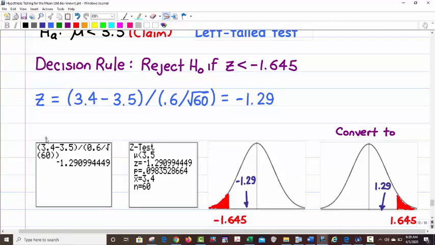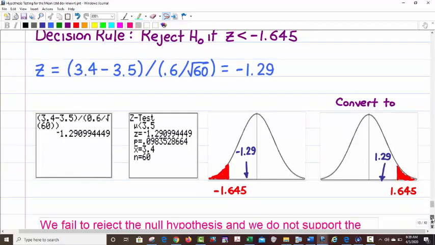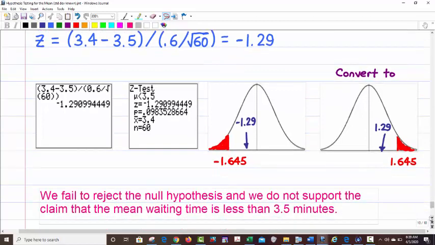Now, if you calculate the test statistic, that's pretty straightforward. We've done a few of these already, so I'll skip past that, but I have everything labeled right here. You get negative 1.29. And so here's negative 1.645.